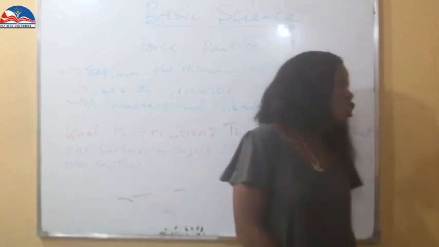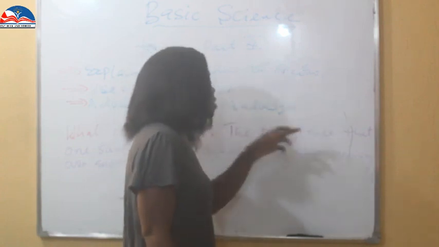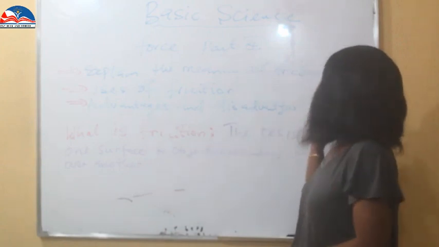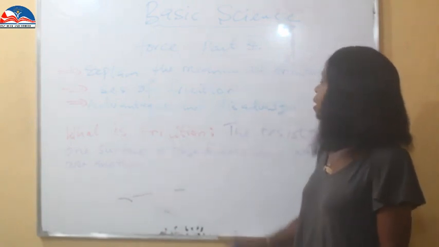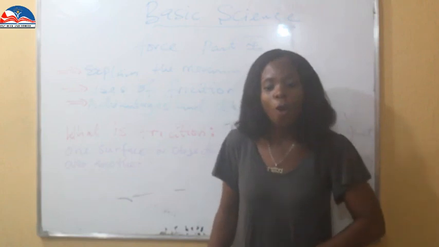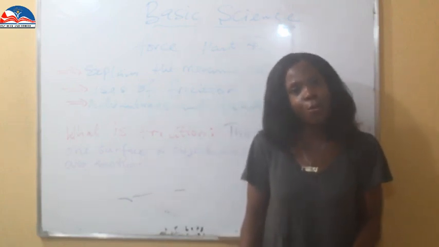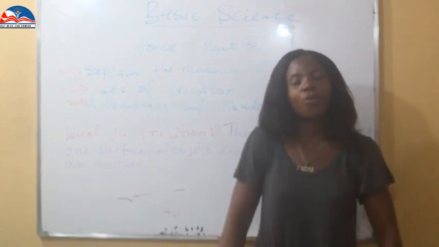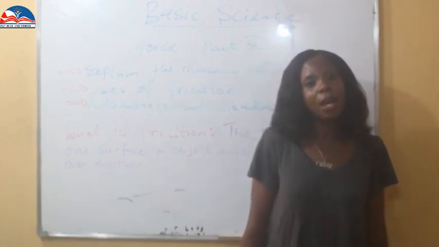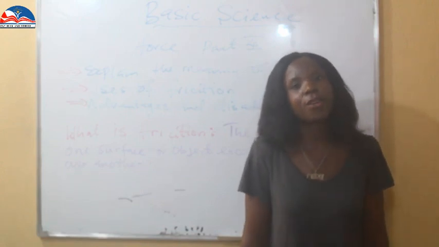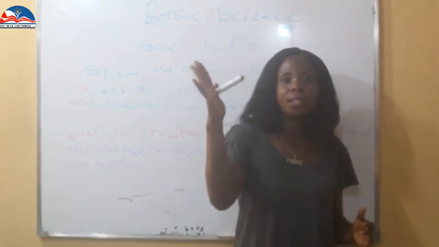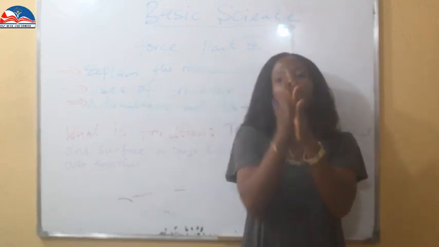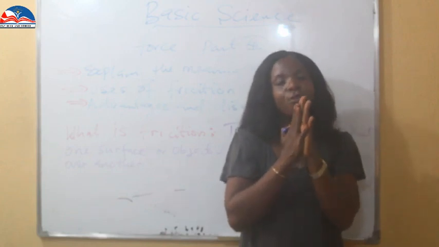So, friction means the resistance that one surface or object encounters while passing over another. This is me, my feet, the object, the surface of the floor, another object, passing through it, the encounter you feel. This is my hand, this is another of my hand. The encounter they have, rubbing through each other. That's friction.